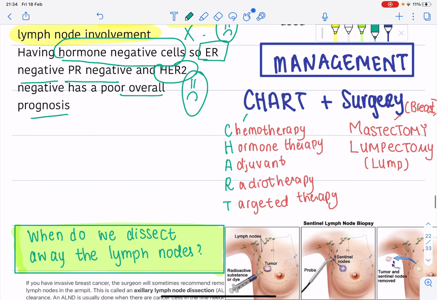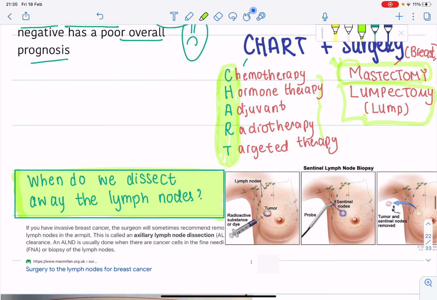Now, management for all oncological conditions can be remembered with this mnemonic chart. C for chemotherapy, H for hormone therapy, A for adjuvant, R for radiotherapy, and T for targeted therapy. So you can use all these forms of therapy. But surgery is obviously the definitive treatment, and a lumpectomy is just excising the lump on the breast, whereas a mastectomy is excising the whole entire breast. Now, it can be a simple or total mastectomy.